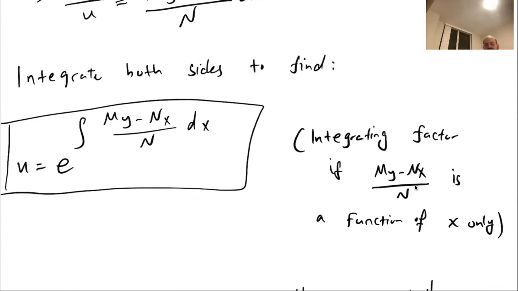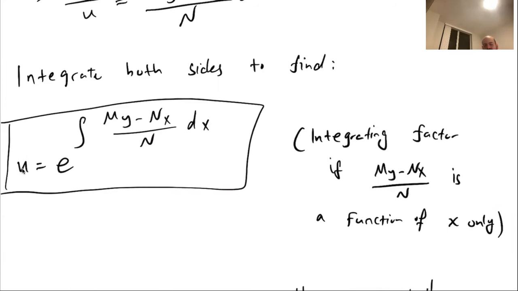First, look at this expression here: My minus nx divided by n. Look at it. Is it a function of x only? If it's a function of x only, then integrate it, and e to that power will be your integrating factor, meaning that if you multiply both sides of your equation by u, then the equation will be converted into an exact equation.